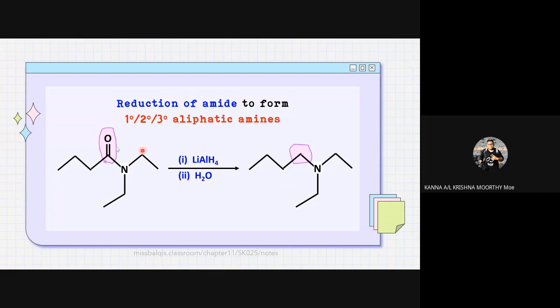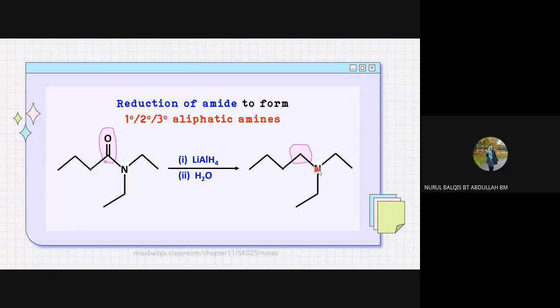Okay, and then please bear in mind, when you are going to write the reducing agent for amide, you can only use lithium aluminium hydride, but with some modifications. Before this, the second step is H3O+.